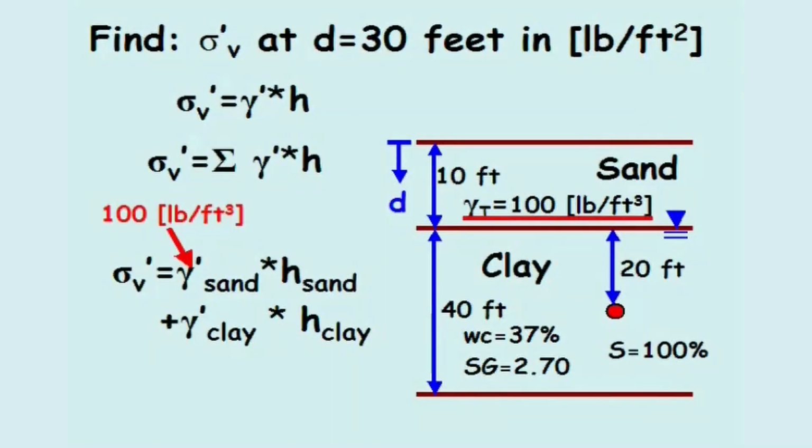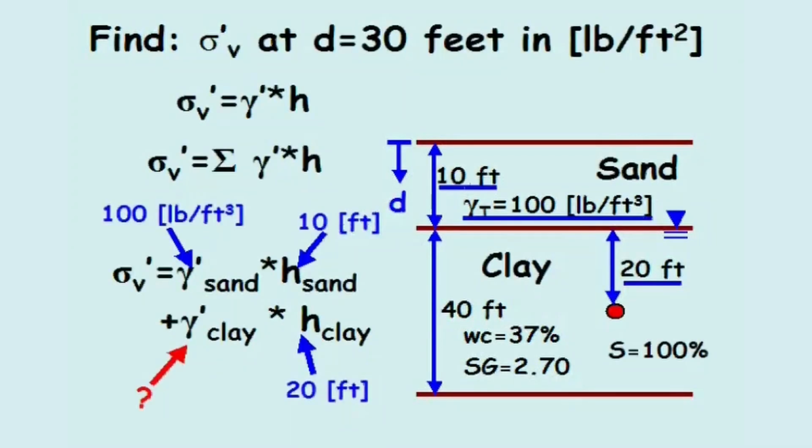The effective unit weight of the sand is equal to 100 pounds per cubic feet. This is also equal to the total unit weight of the sand because the sand layer is above the groundwater table. The height of the sand layer is 10 feet, and the height of the clay layer above the point of interest is 20 feet. What we don't know is the unit weight of the clay layer.